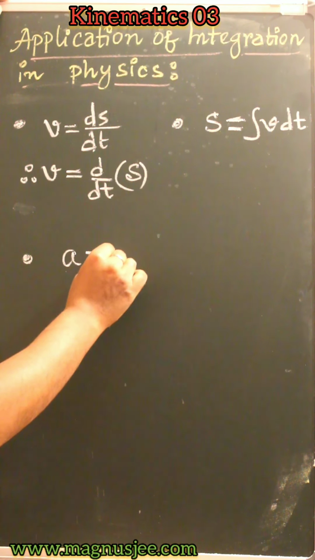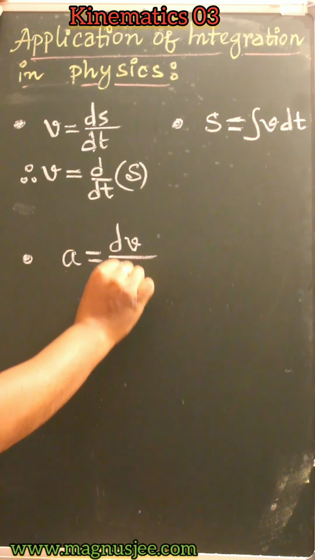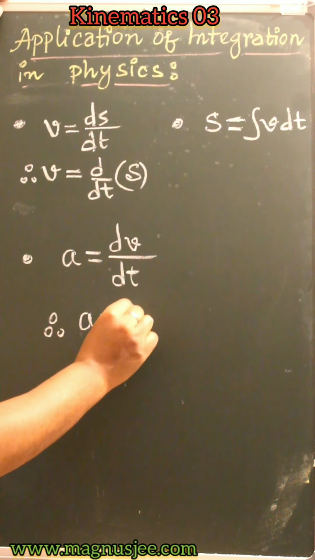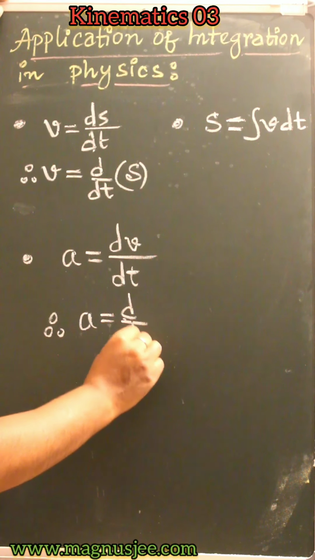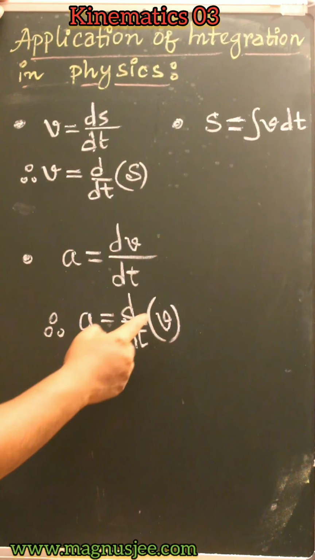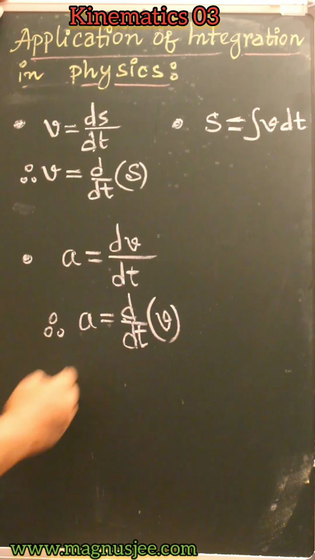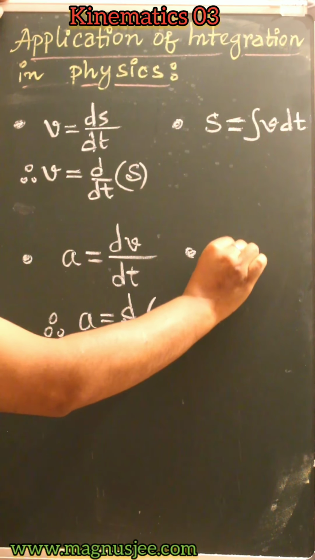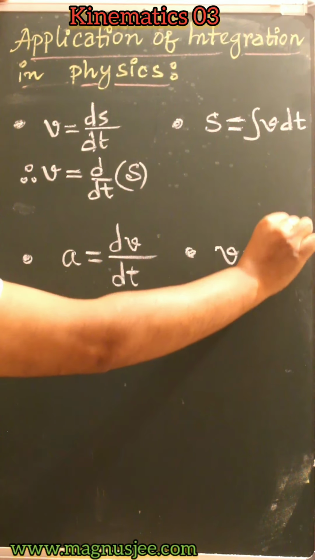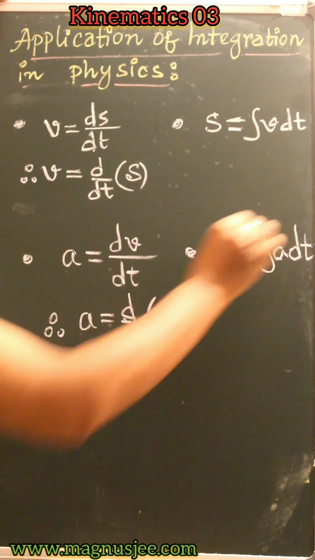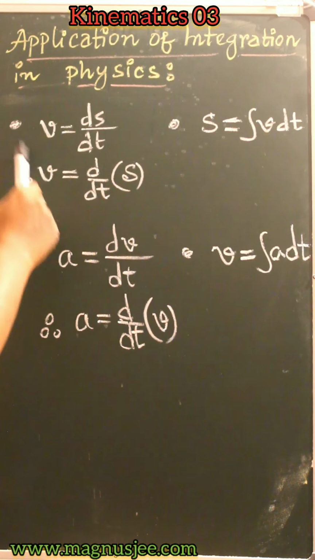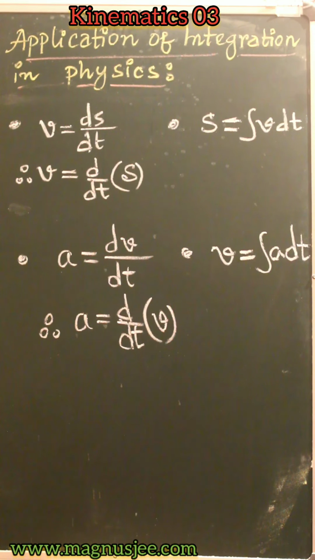If we want to find acceleration from velocity, then we have to differentiate velocity with respect to time. So a equal to dv by dt. Therefore a equal d/dt of v. That means if we differentiate velocity with respect to time, we get instantaneous acceleration. Similarly, velocity v equal to integration a dt.